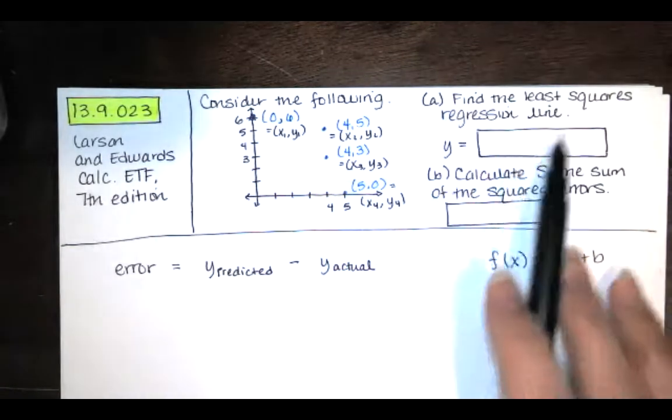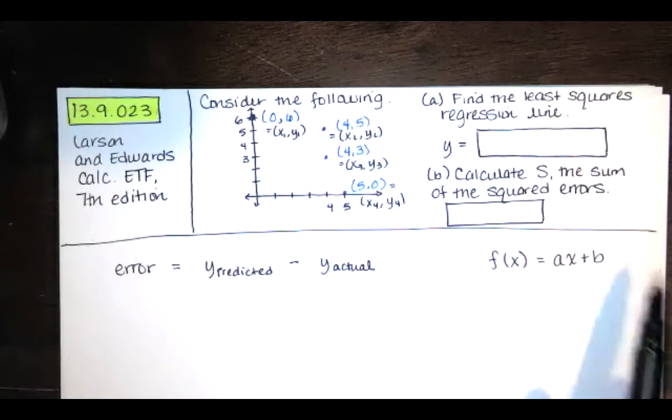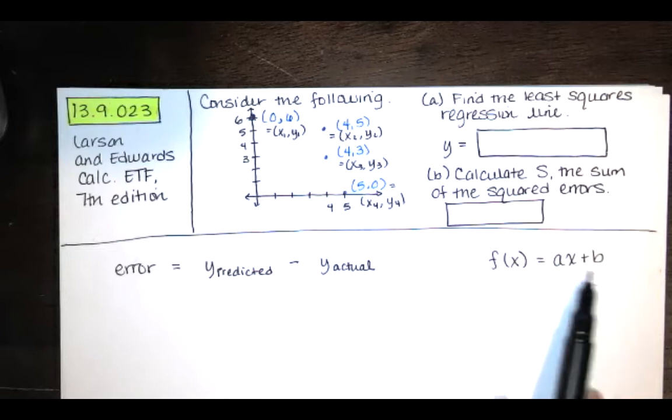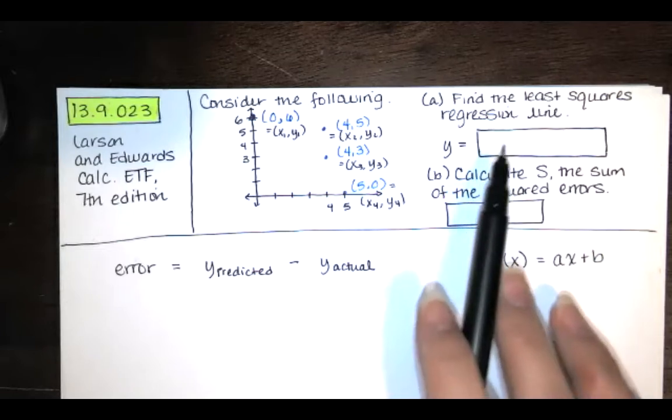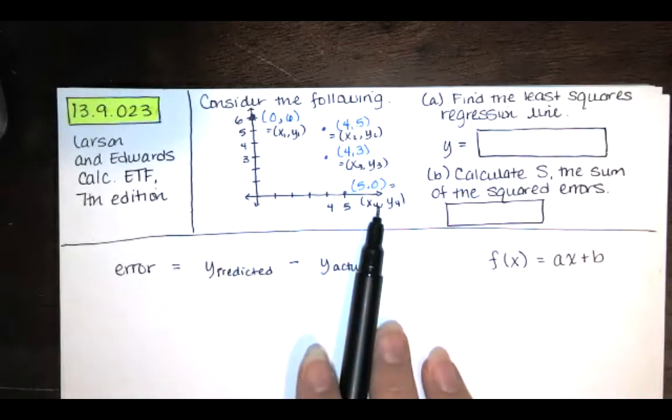In part A, we're asked to find the least squares regression line. That's a line. It's just going to be in the form y equals mx plus b. We're going to use different letters though. We're going to use f of x equals ax plus b. We're going to find that value for a and find that value for b. That will give us the least squares regression line for this data.